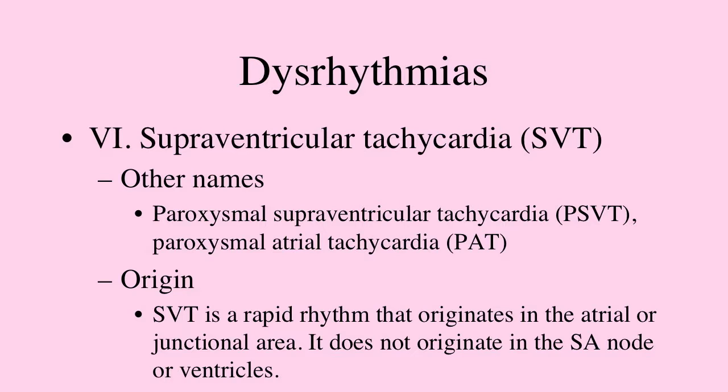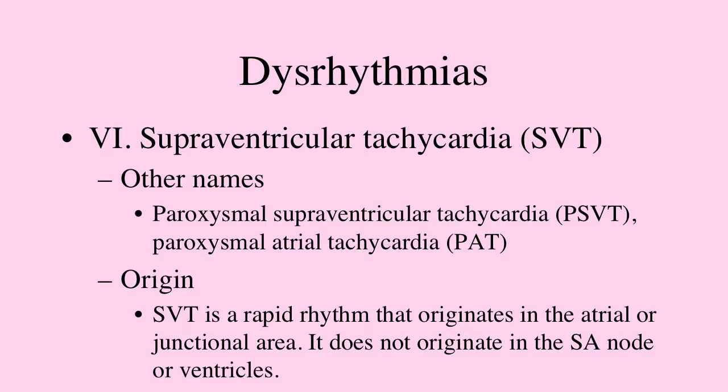And the criteria for this is fast. The term tachycardia means fast, rate of 100 to 250. Sometimes you can visualize P waves, but most of the time you cannot. The QRS complex is generally normal, so not wide. And it's interesting that this rhythm starts fast and comes out fast. It goes in fast and out fast.